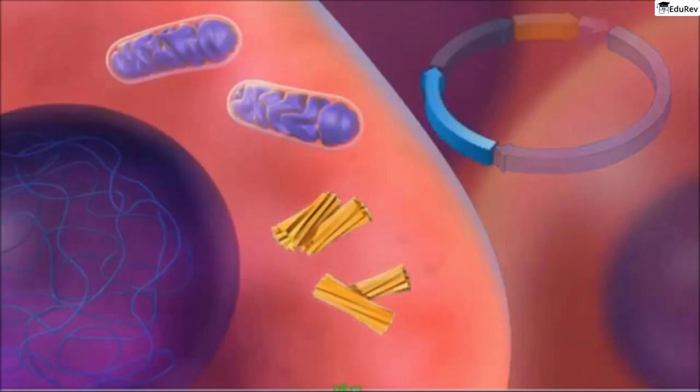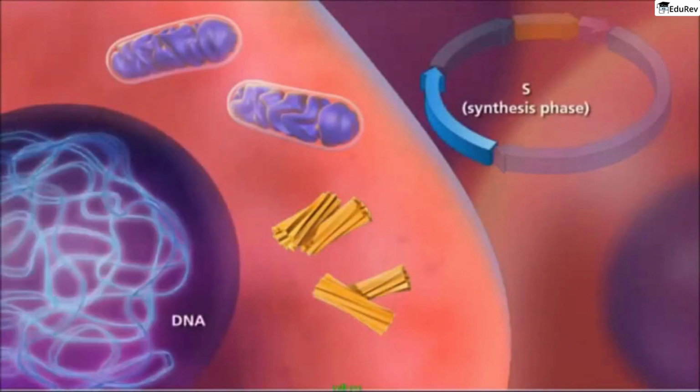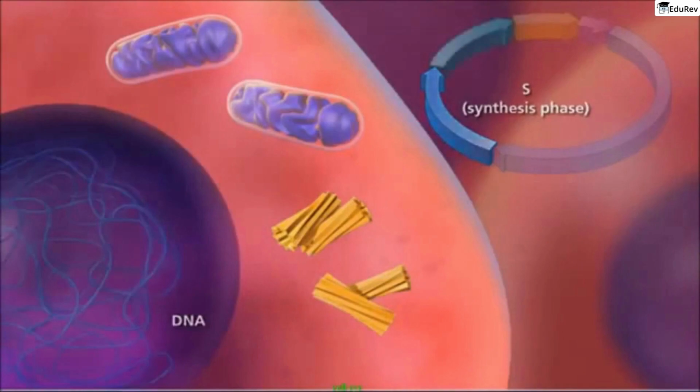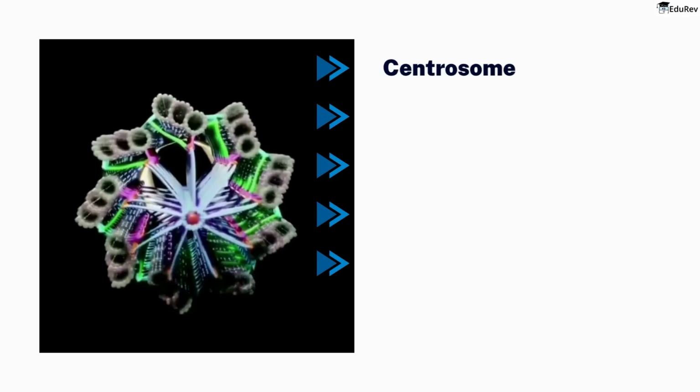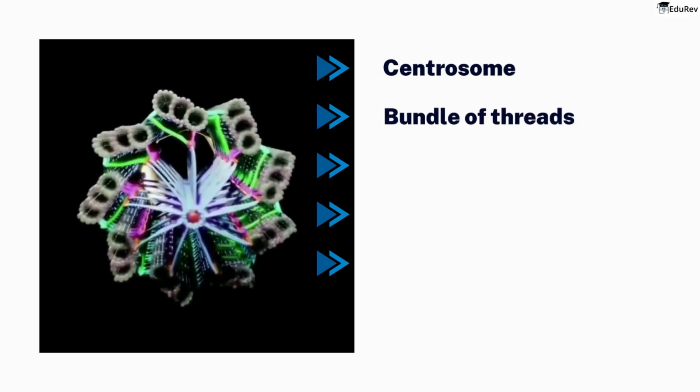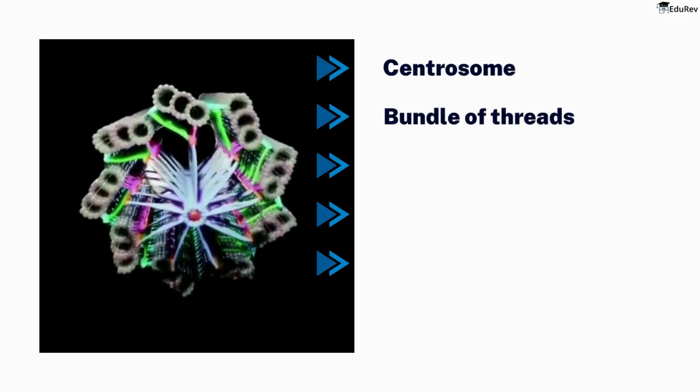During the second stage of interphase, known as the synthesis phase, or S phase, as the name suggests, there will be synthesis of something: the nucleus and its genetic material, that is DNA, is synthesized, or we can say duplicated, in this phase. But that's not all. There is one more important organelle that gets duplicated in the S phase, which is the centrosome, a bundle of threads present in the cell, which also gets duplicated.